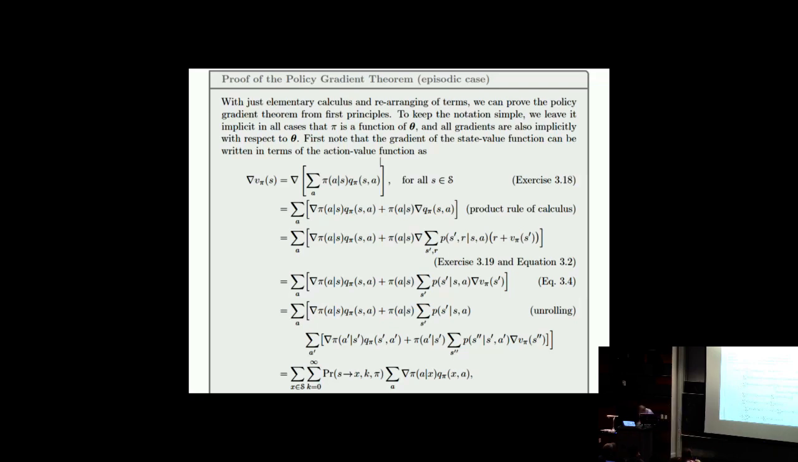Okay, and then we can take the derivative of this using standard calculus, so that the derivative of a product of two things is the derivative of the first thing times the second thing plus the derivative of the second thing times the first thing. So it's just a standard calculus rule.